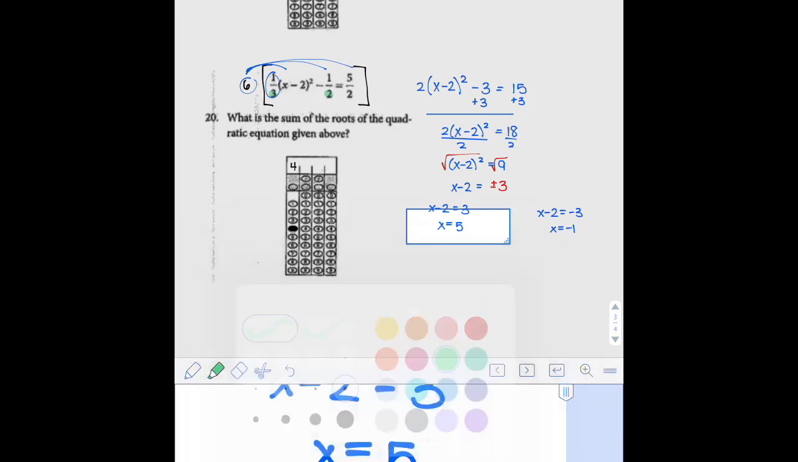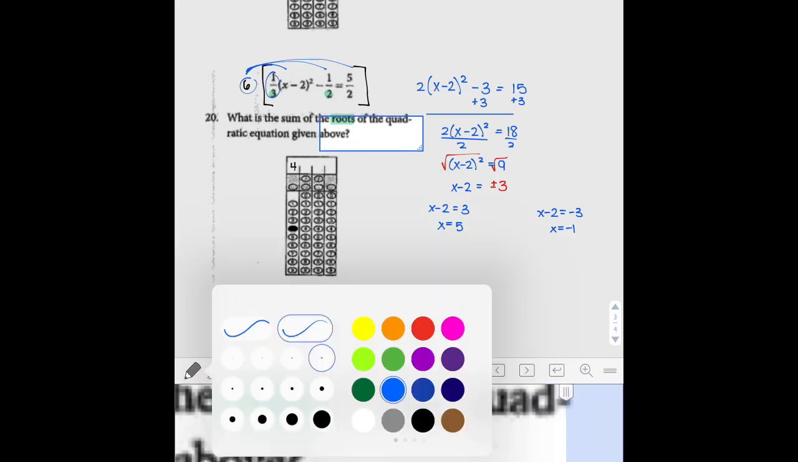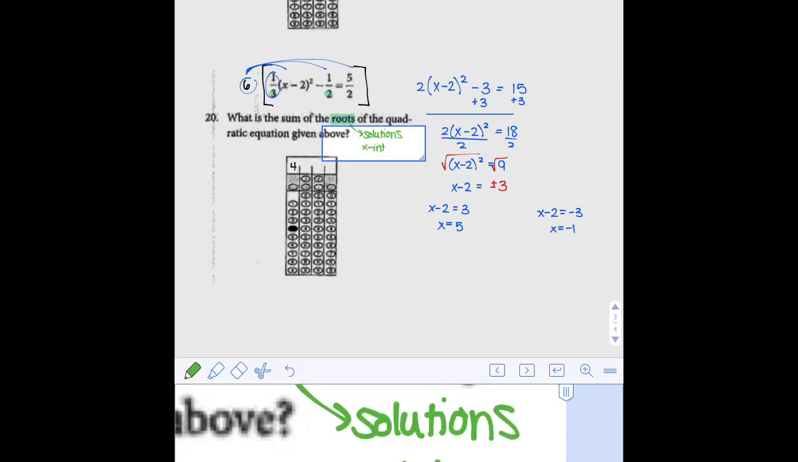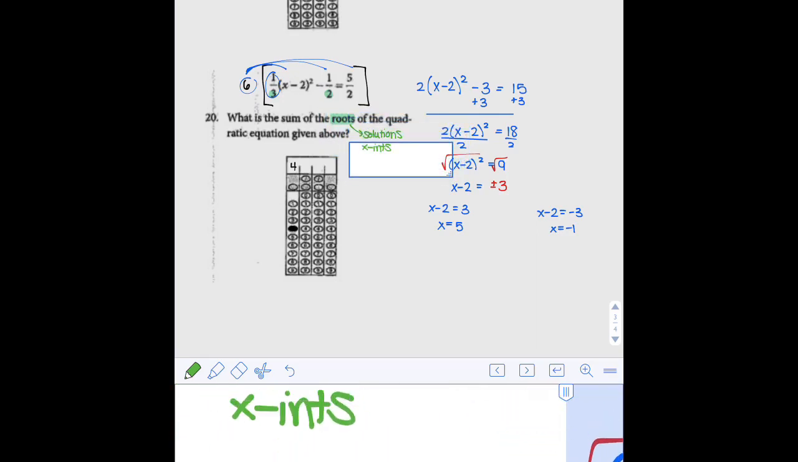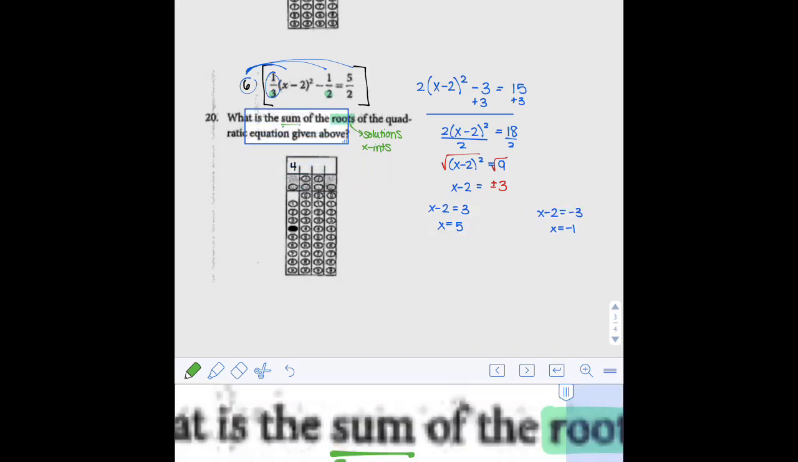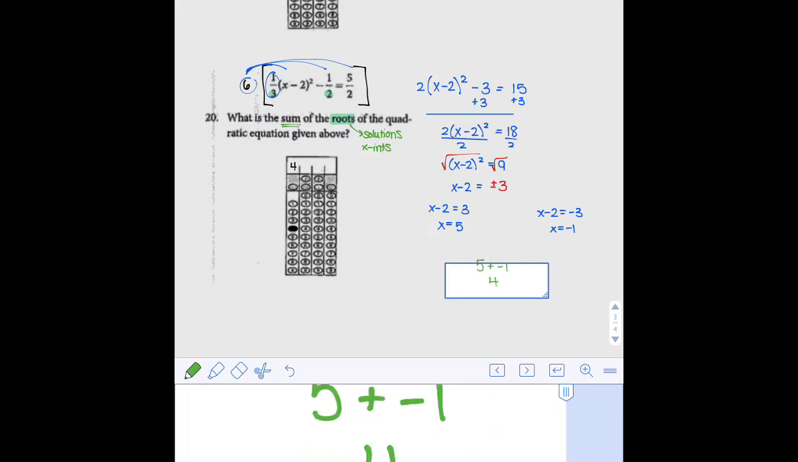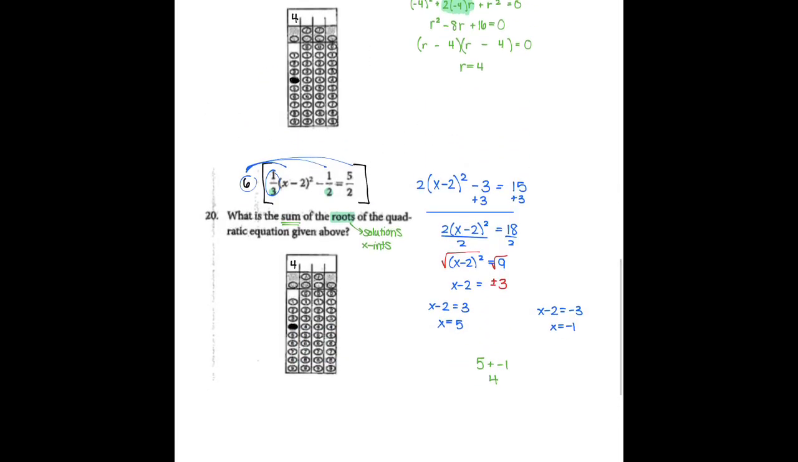Okay, these are both what are called the roots. Roots is just another way of saying solutions. You can also refer to roots as x-intercepts, and there might even be another name for it, but those are all just synonymous. So x equals 5 and negative 1 are the solutions or roots. They want the sum of those roots. So I'm going to take 5 plus negative 1, so that's 4. So once again, both of these fill-ins should be 4.